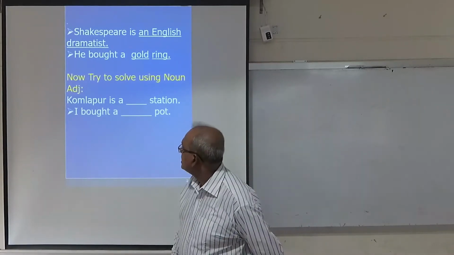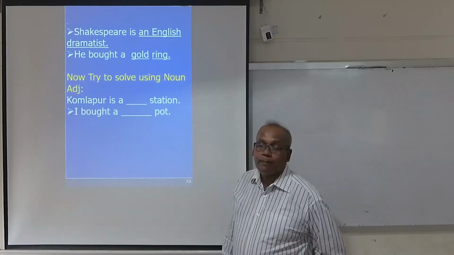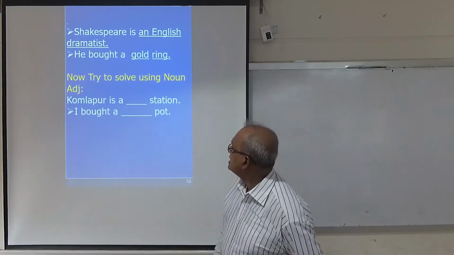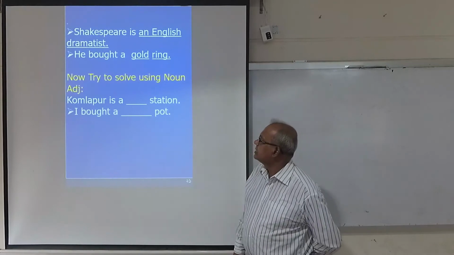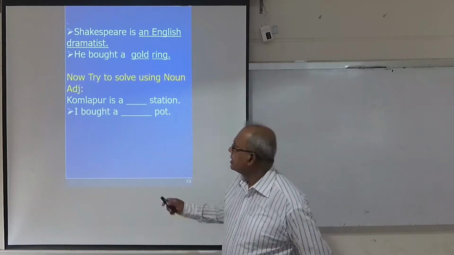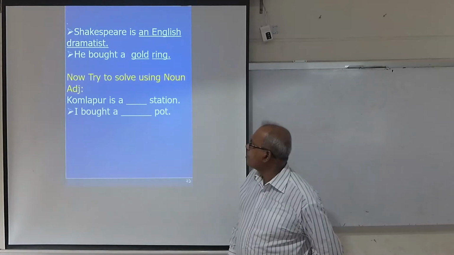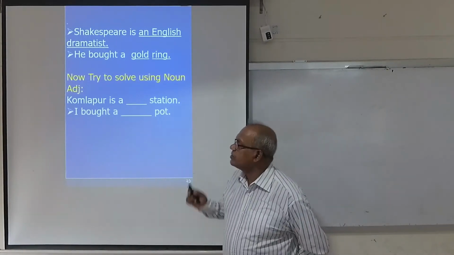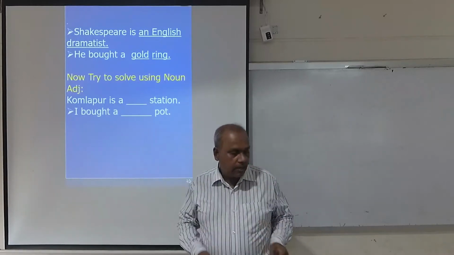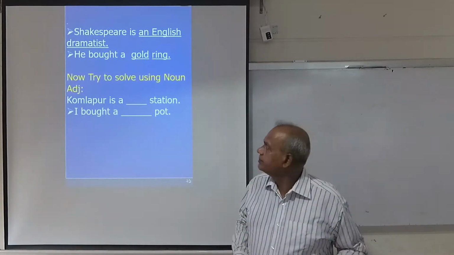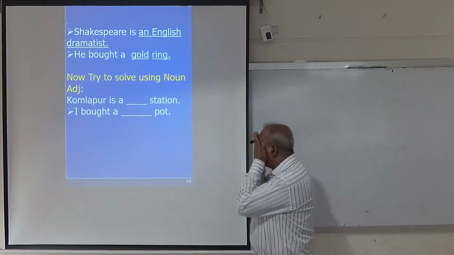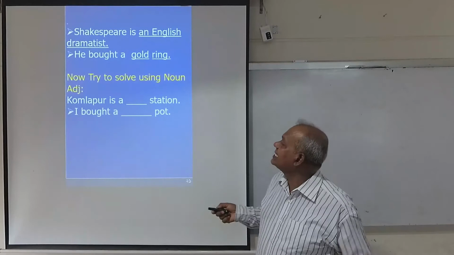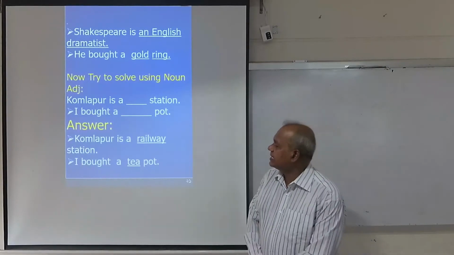You can use here a noun, but that noun must be used as adjective. Kamlapur is a dash station. The next sentence, I bought a dashboard. Yes, students, try to solve this blank. Okay, now we can see the answer.